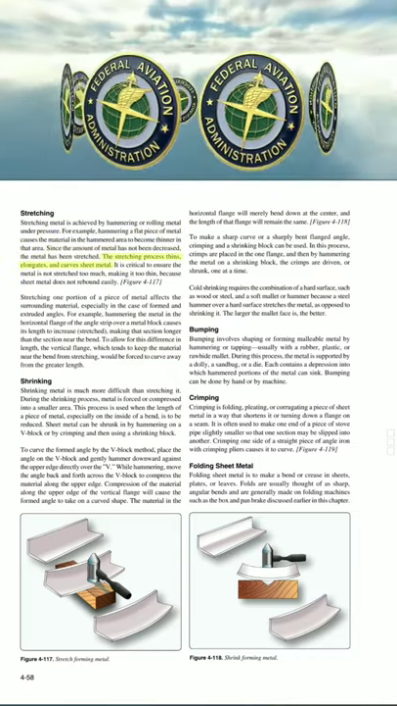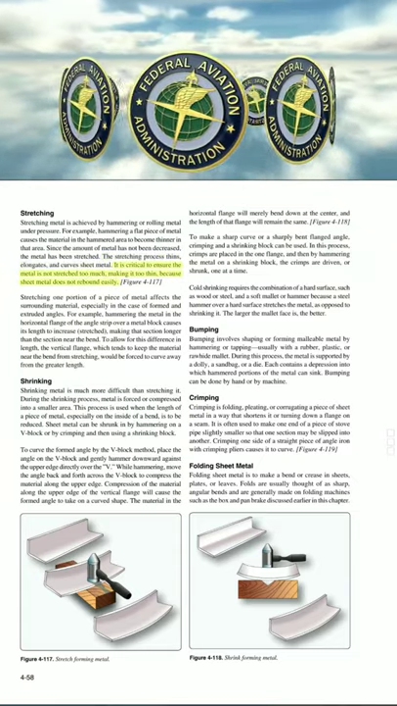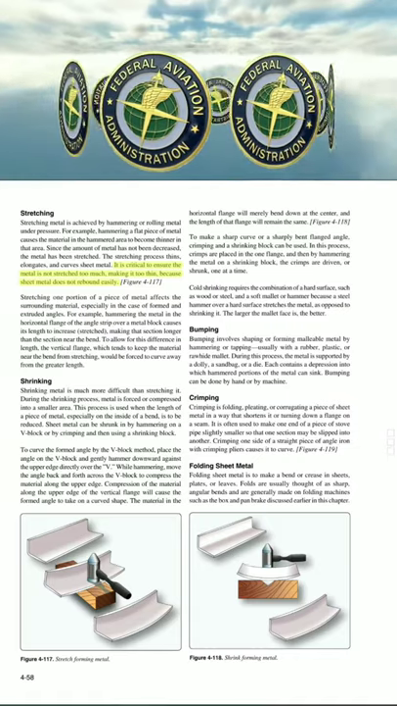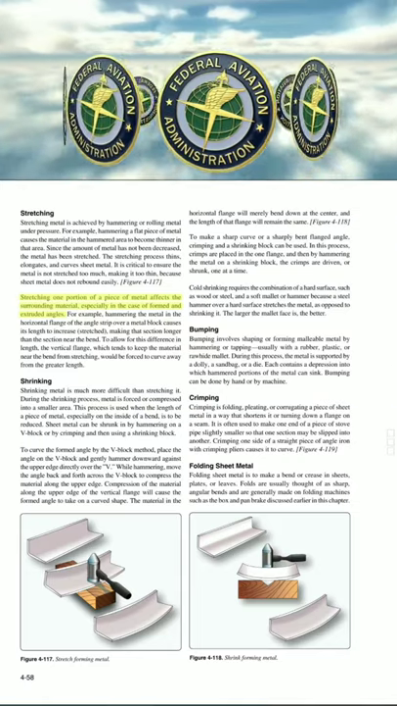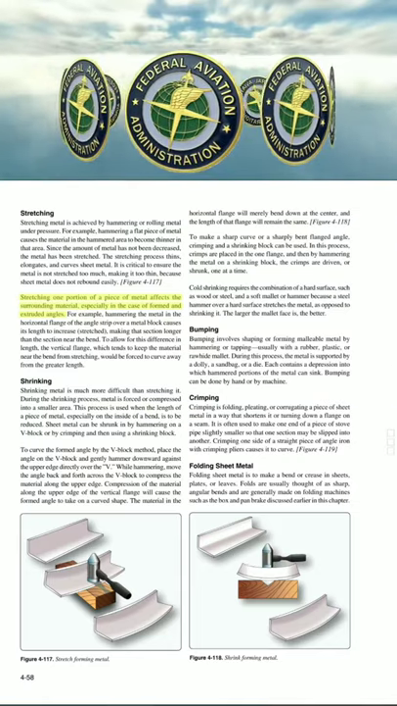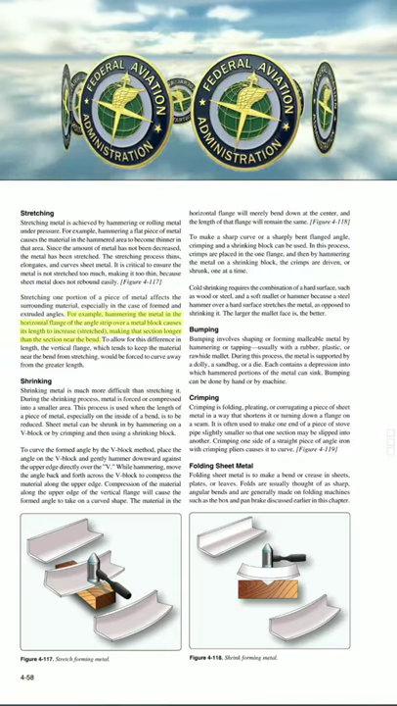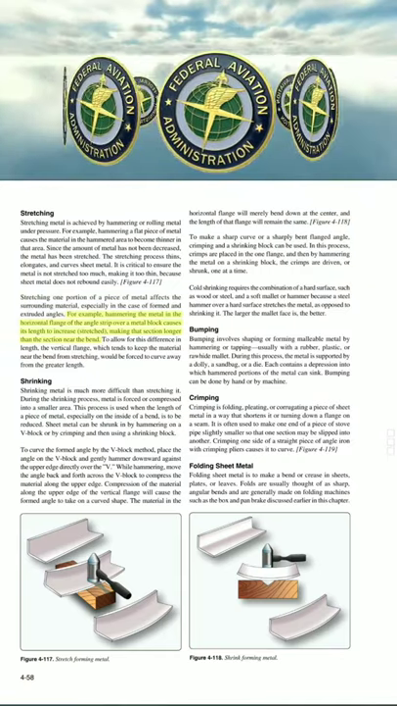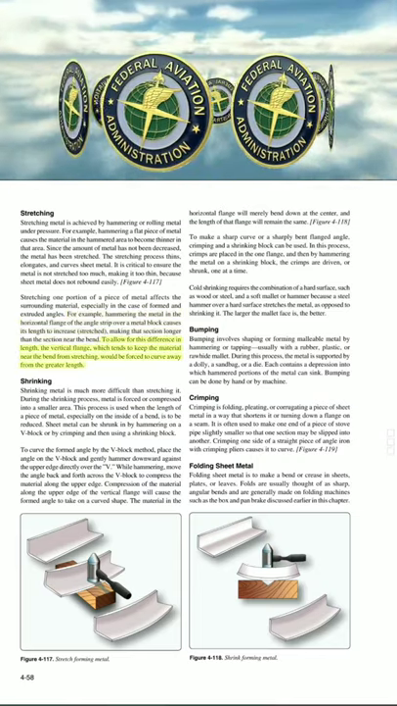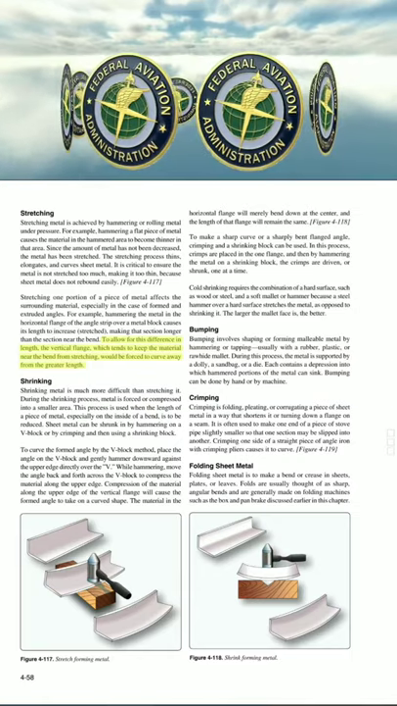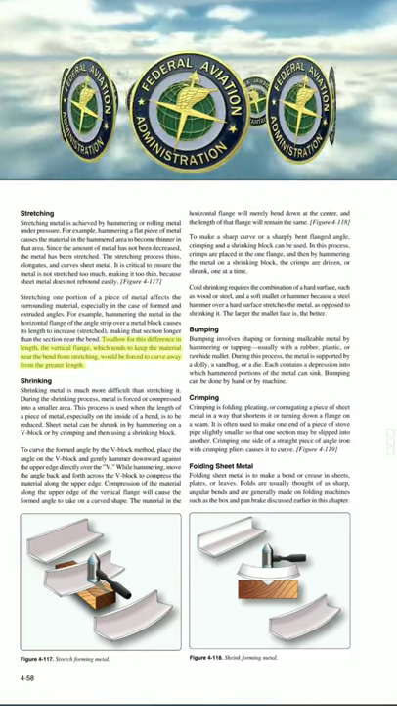The stretching process thins, elongates, and curves sheet metal. It is critical to ensure the metal is not stretched too much, making it too thin, because sheet metal does not rebound easily. Figure 4-117. Stretching one portion of a piece of metal affects the surrounding material, especially in the case of formed and extruded angles. For example, hammering the metal in the horizontal flange of the angle strip over a metal block causes its length to increase, stretched, making that section longer than the section near the bend. To allow for this difference in length, the vertical flange, which tends to keep the material near the bend from stretching, would be forced to curve away from the greater length.